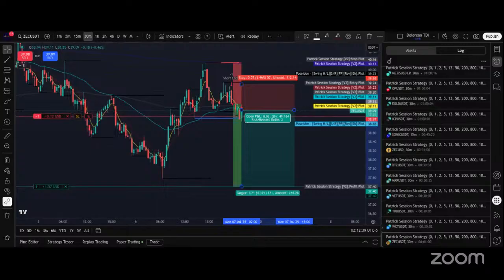And here's your next call of the night. ZEC versus USDT. 30-minute confirmation. Market execution sell. Entry price is 39.11. Stop loss is 39.68 for 57 pips. Take profit is 37.40 for 171 pips with a risk to reward ratio of 3.00. Let's move on.